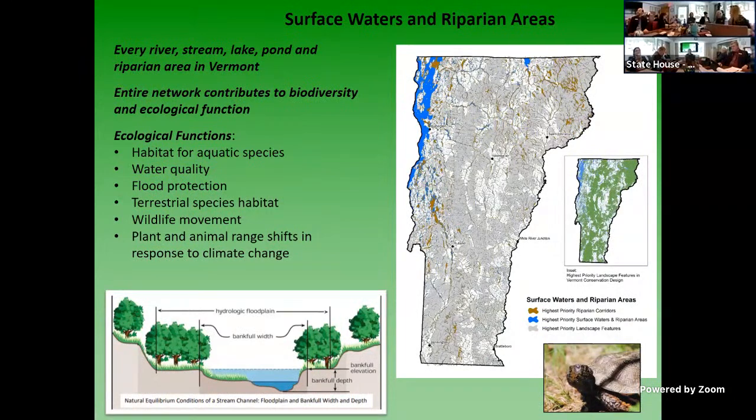Riparian areas are all about the way water is interacting with the land and maintaining the ability of the land to have those interactions, functioning floodplains, natural river processes, and the ability of species to move along riparian corridors. Those waterways are really critical movement pathways for wildlife.